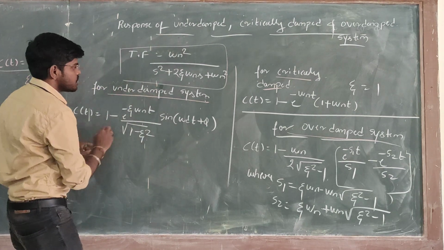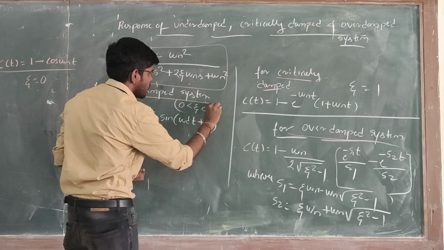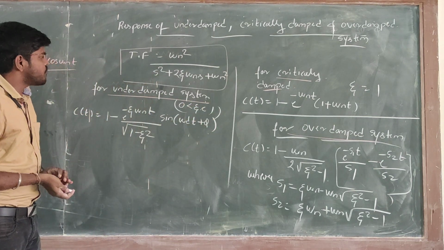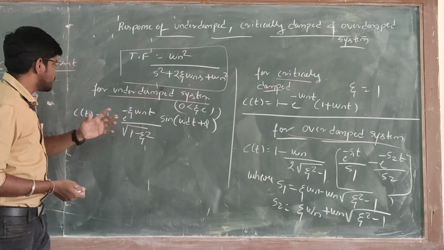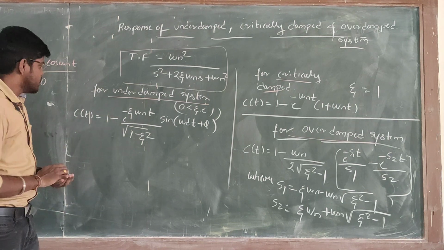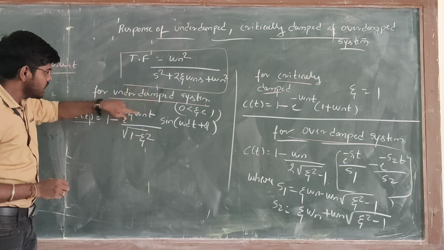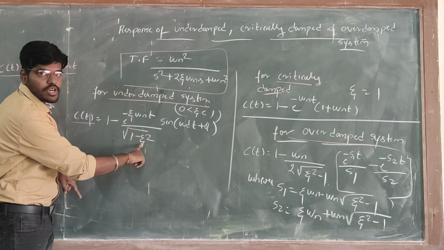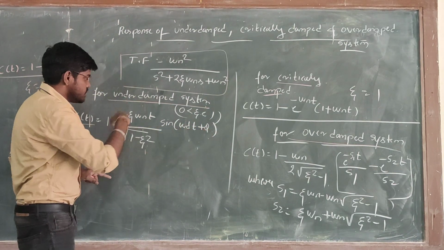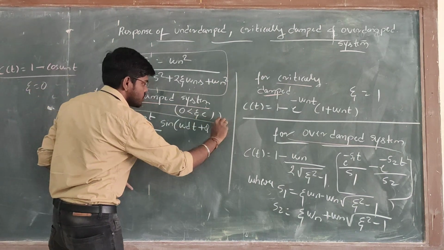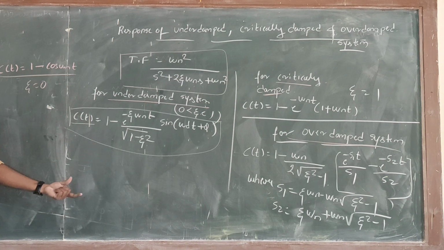For the underdamped system, the value of zeta lies between 0 and 1. If we substitute any value of zeta from 0 to 1, say 0.1, 0.2 up to 1, then after deriving, the response will be c of t equals 1 minus e raised to minus zeta omega n t divided by square root of 1 minus zeta square, into sine of omega d t plus phi. This is the complete response of the second order system for the underdamped case when a unit step input is applied.